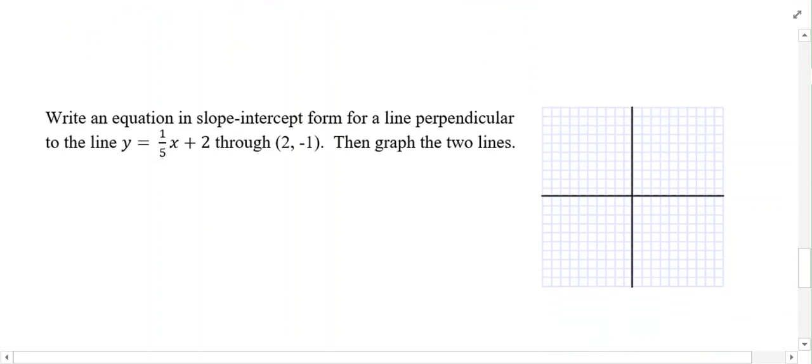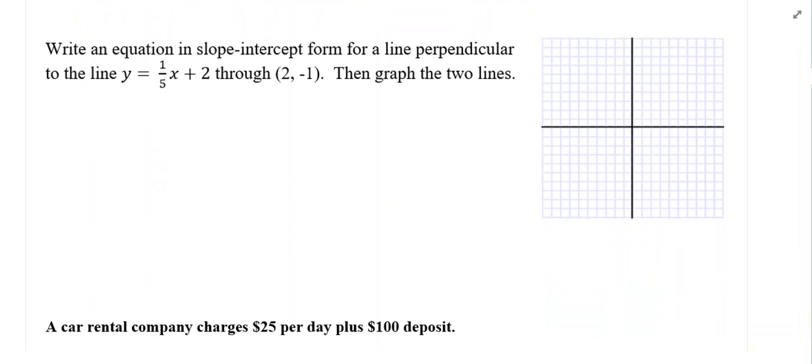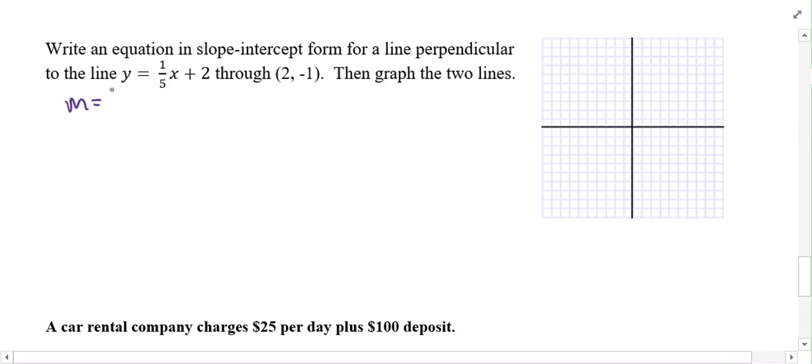The next one is write an equation in slope-intercept form for the line perpendicular to the line y equals 1/5 x plus 2 and goes through the point (2, -1). Then graph the two lines. Well, if our slope on the original line is 1/5, then the slope of the perpendicular line is -5/1. And we're given 1 point.